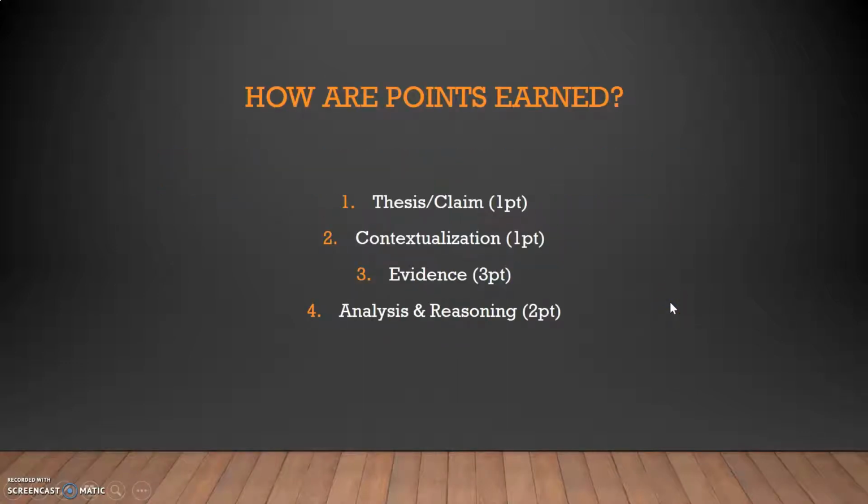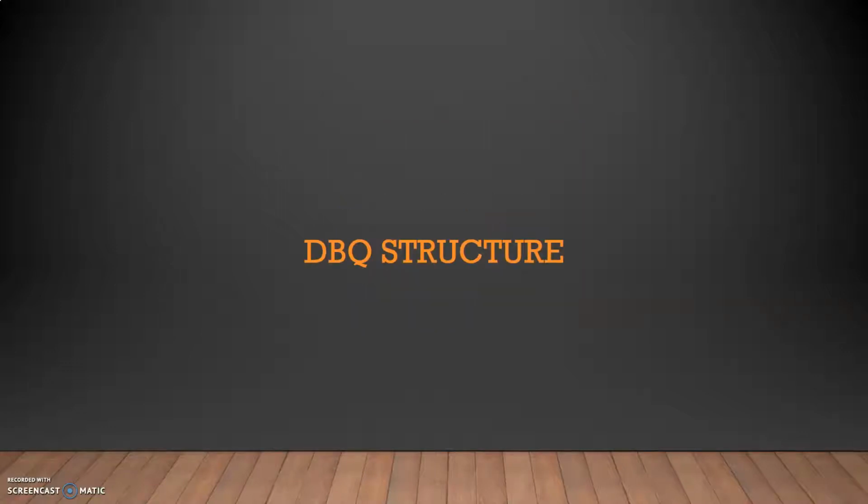So we're going to start off with how are points earned. Just a quick overview of how points are earned. You earn 1 point for your thesis, 1 point for contextualization, up to 3 points for your evidence, and up to 2 points for your analysis and reasoning. The structure.